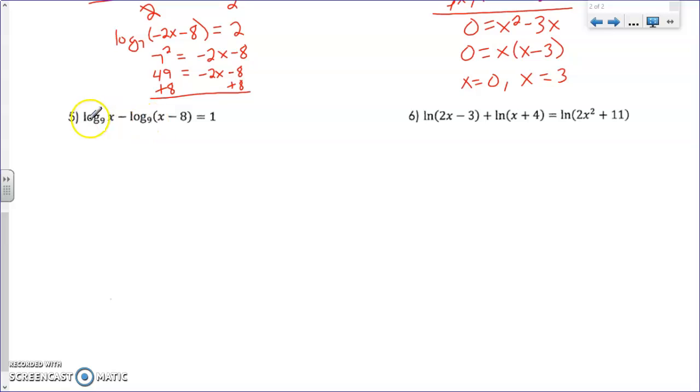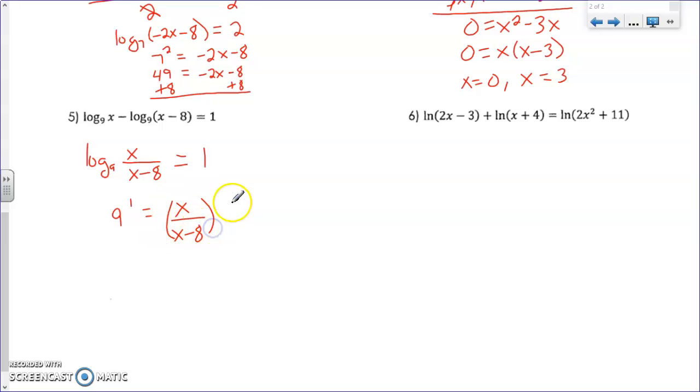Okay, so this next one, notice there's 2 logs on here, so we're going to use the properties of logs to condense this. So we have log base 9, and then since it's a minus, that will give me x over x minus 8, because remember subtraction is division, like in your exponents, equals 1. Okay, so we're going to drop and swap. 9 to the 1 equals x over x minus 8.